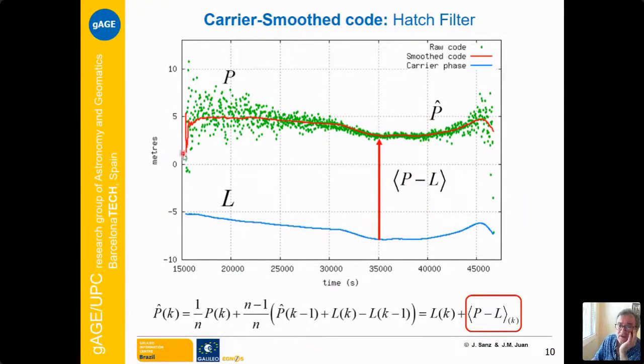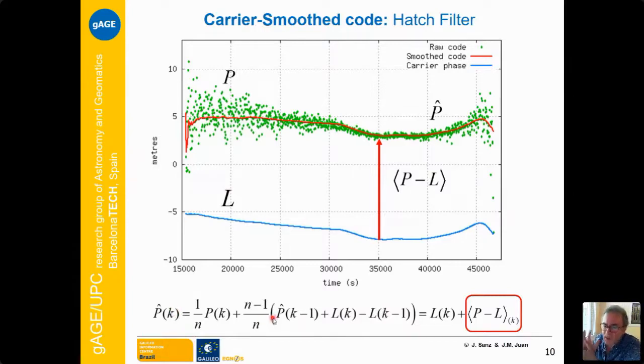Code is noisy, but we can smooth the code using carrier phase. An example of a smoothing filter is the Hatch filter. Here we show in green the raw code measurements, which, as you see, are noisy, and in blue the carrier phase. The pattern is the same, and we show in red the smoothed code. We can smooth this code, the green one, using the carrier, applying what we know as the Hatch filter.